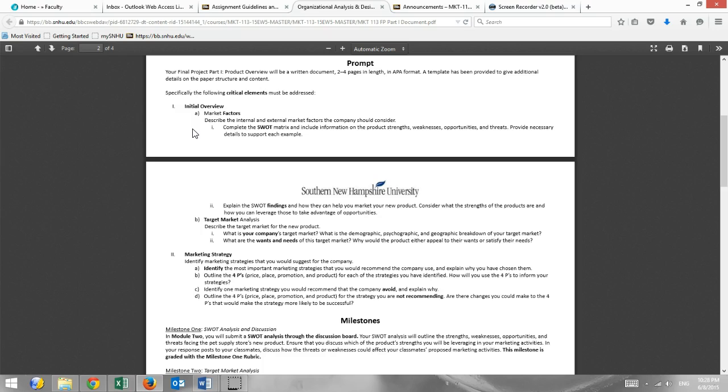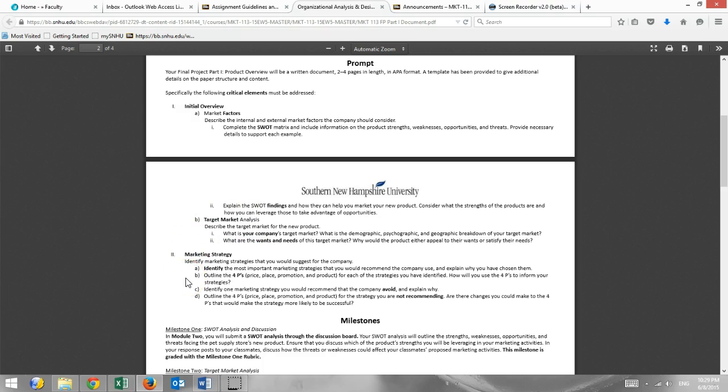Now, the key to success on this piece is go back to your paper, check the feedback you got, and make the necessary changes. Don't make the mistake of submitting something with the same mistakes, if you had any, that you did at the beginning. The SWOT analysis was submitted in a discussion board in Module 2, and the target market analysis was a paper submitted by each of you.